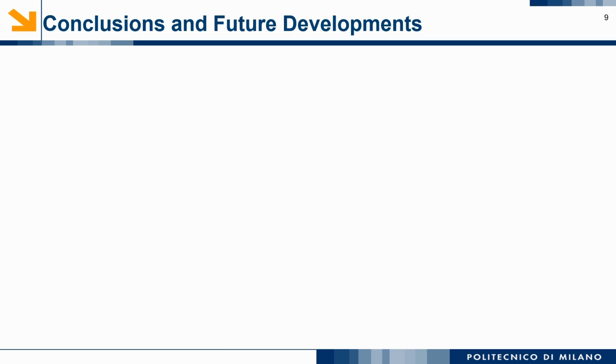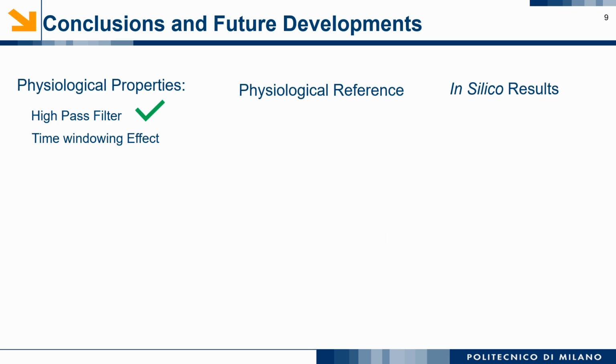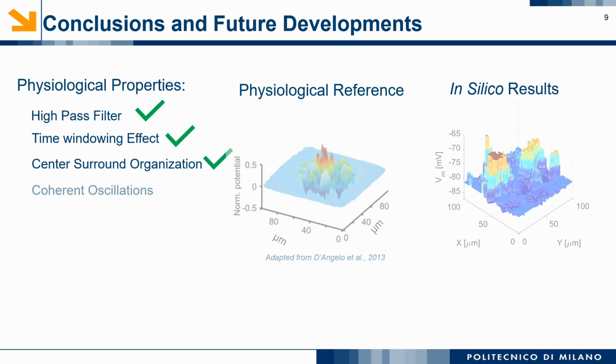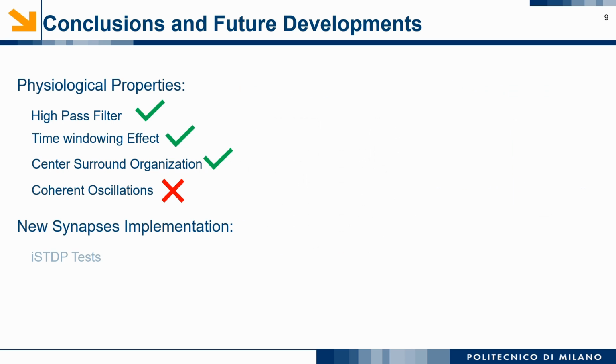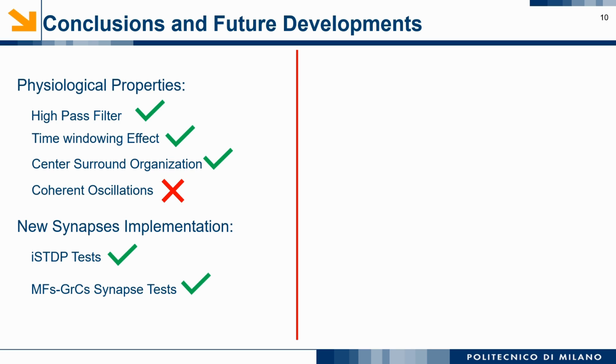To conclude, for the physiological properties, we were able to reproduce the high-pass filter, the time windowing effect, and the center surround organization quite well, but we were not able to reproduce the coherent oscillations property. For the new synapse implementation, we got satisfying results for both iSTDP and mossy fiber granule cell synapse. There is still room for improvements though.